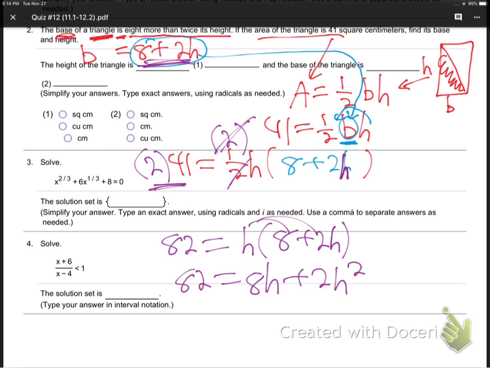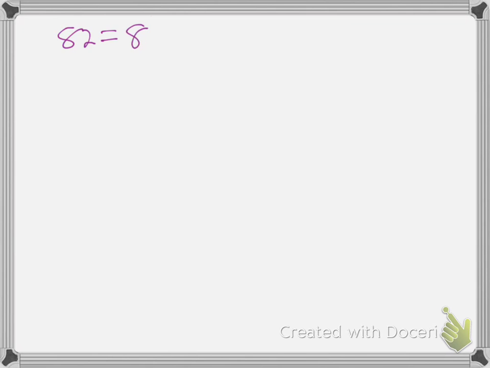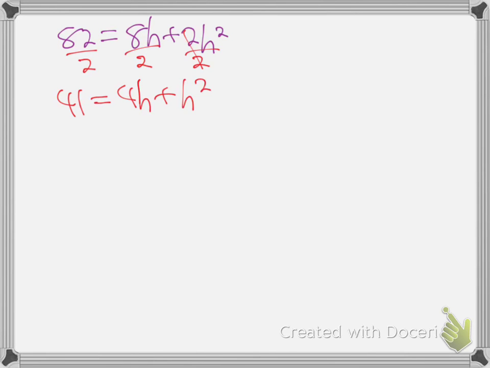Let me take that to a fresh screen. 82 is 8H plus 2H squared. Okay, so what do we do when we have, well, first off, let's divide through by 2, because notice they're all divisible by 2, just to simplify. That'll be 41 equals 4H plus H squared.